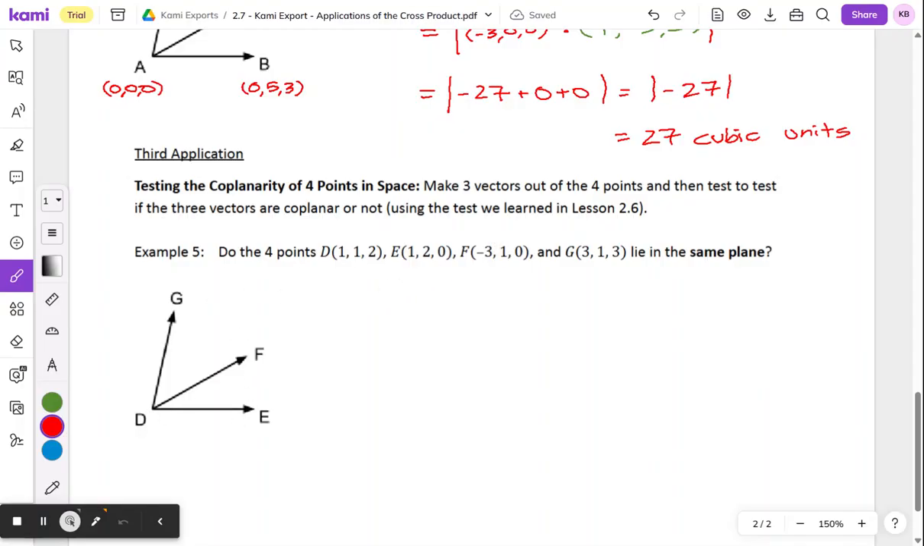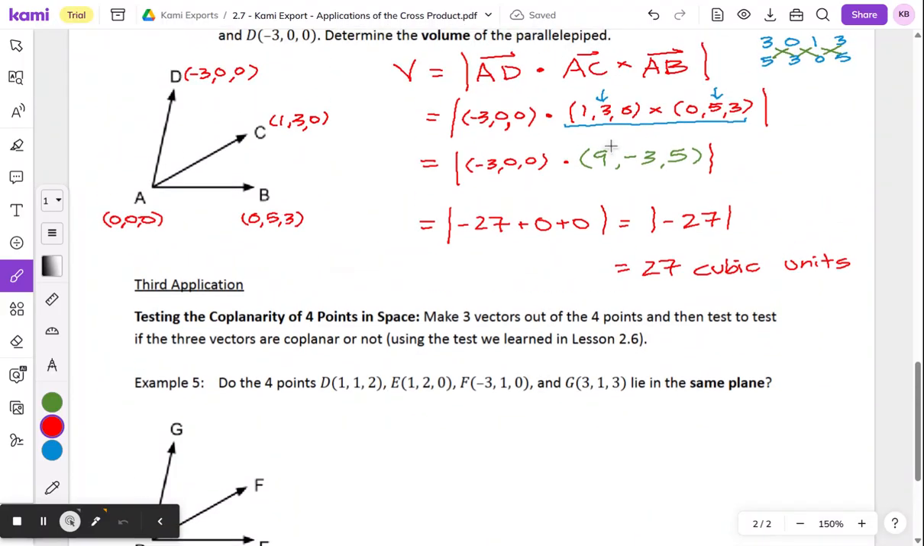And so what this does, it's a test of coplanarity of 4 points in space. So remember we did that application in 2.6 where we were testing the coplanarity of 3 vectors. So we're just doing that same thing, but instead of starting from the vector definitions, we're starting from the points that define the vectors, and then we are going through the same steps from there, okay?